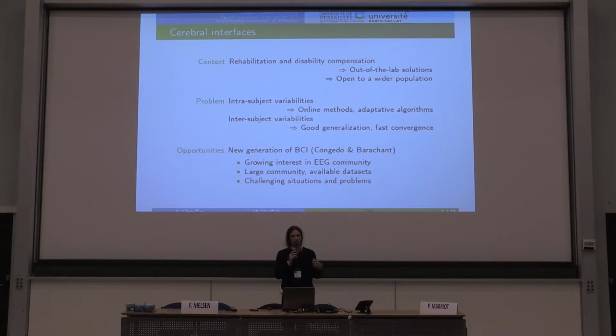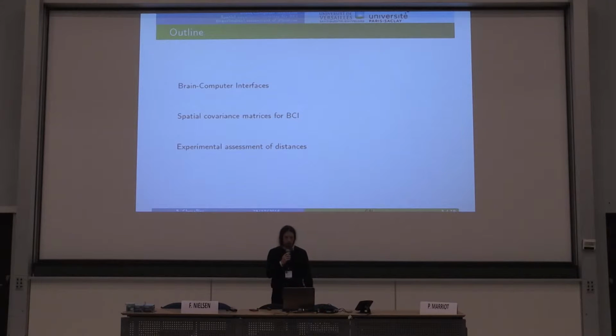And a few years ago, Marco Congedo and Alexandre Barachant proposed a new generation of BCI based on Riemannian geometry and using covariance matrices, and this has grown big interest in the EEG community, which is quite large and with many available datasets. So this talk is really about how to convince you to apply your work and your ideas to this problem. So I will briefly introduce the brain interfaces, and I will explain why tools from Riemannian geometry have allowed us to obtain such good results.